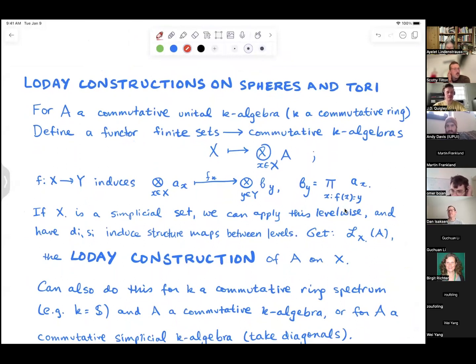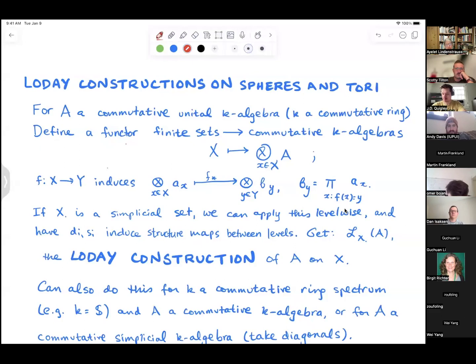The setup is I'm going to take K a commutative ring, and I'm going to look at a commutative unital K-algebra A. Then there's a functor you can define from finite sets to commutative K-algebras that sends the finite set X to a tensor product indexed by X of copies of A. And that's a functor.